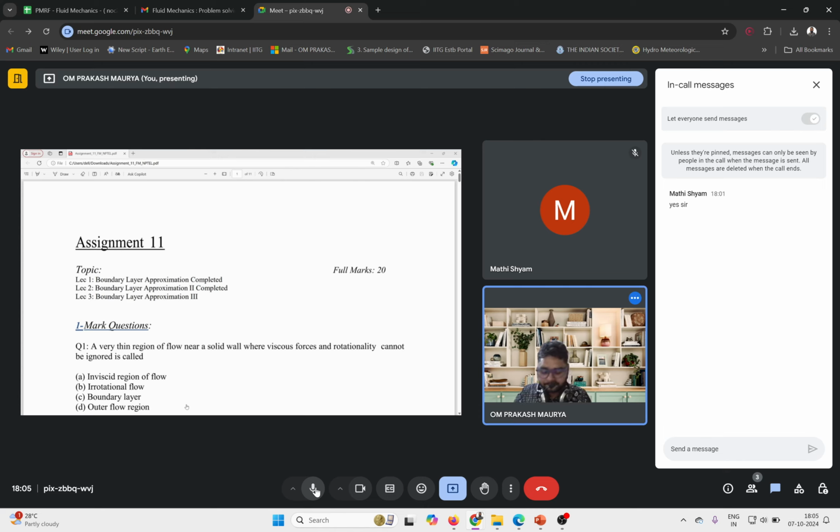Okay, let us start. So the first question is: a very thin region of flow near a solid wall where viscous force and rotationality cannot be ignored is called inviscid region of flow, irrotational flow, boundary layer, or outer flow region. So please, based on your understanding with NPTEL videos, try to give your answer.